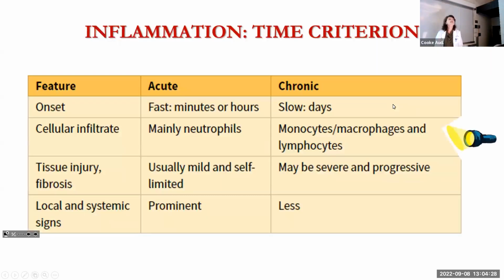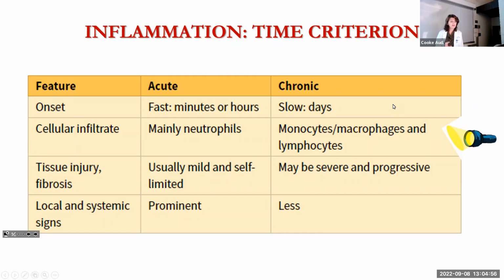Now, how do we characterize the inflammatory reaction using the time criterion? First of all, we classify inflammation into acute or chronic. And let's talk first about acute inflammation. What is acute inflammation? It's the immediate reaction of the body to an injurious agent. This is a fast reaction. It starts within minutes or hours. It also subsides pretty fast, within hours or days.